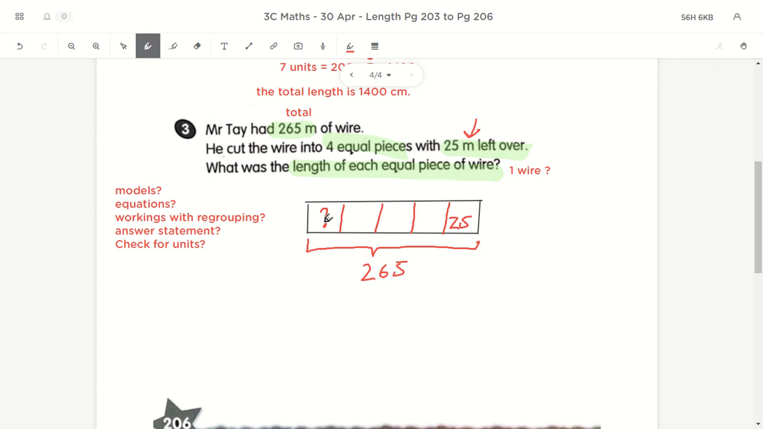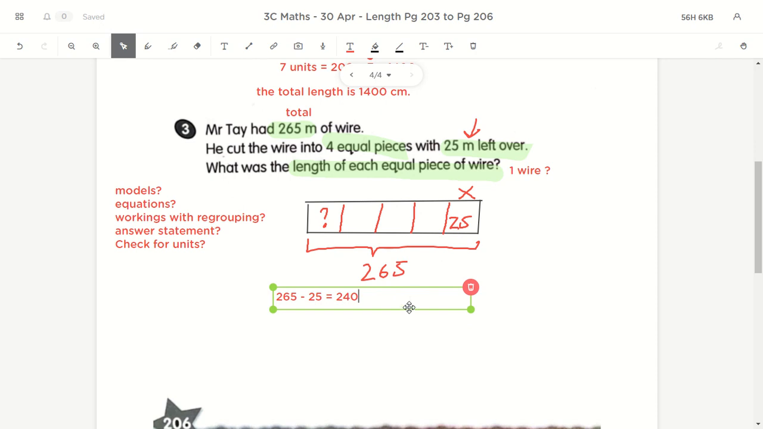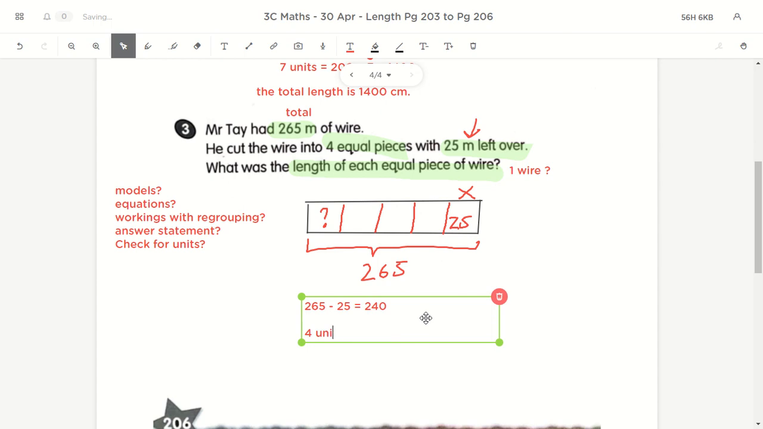So now how do I find this question mark? Straight away, first I can just minus away this 25, and then I can just divide by 4 because there are 4 equal parts. So first step, you use 265 minus away the left over, which is 25. This will give you 240. Then, once you minus away 25, what you have left is 1, 2, 3, 4 units. 4 units is 240.